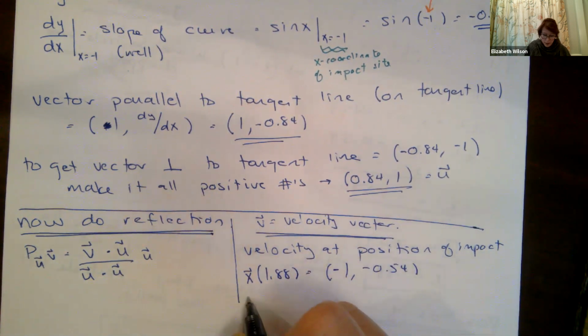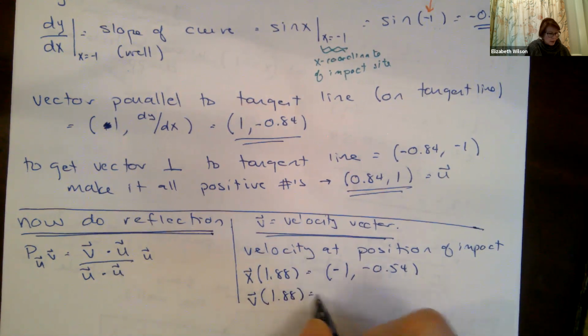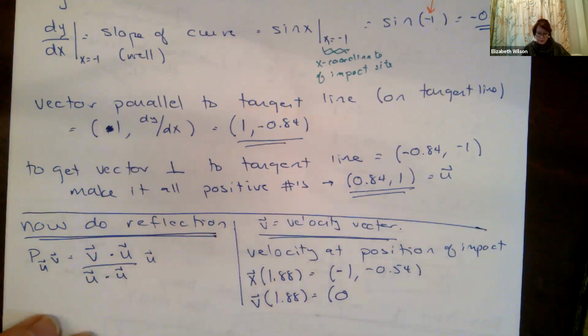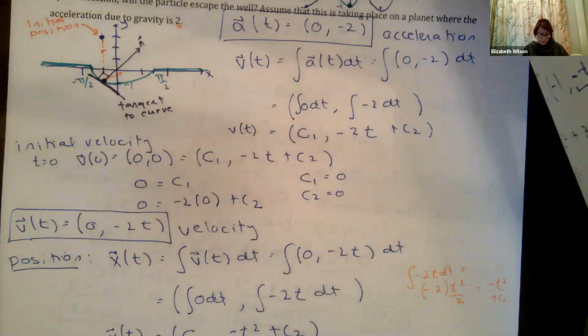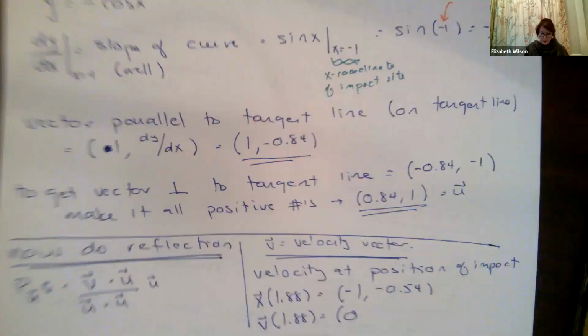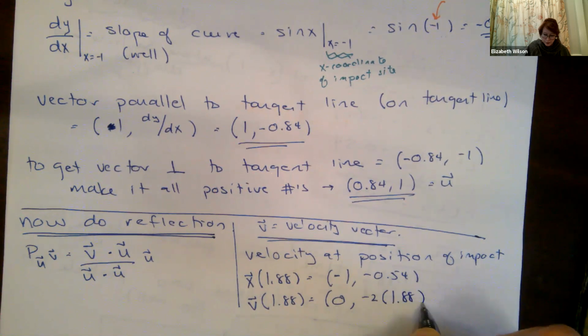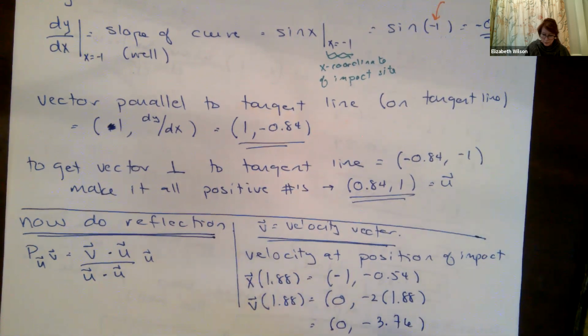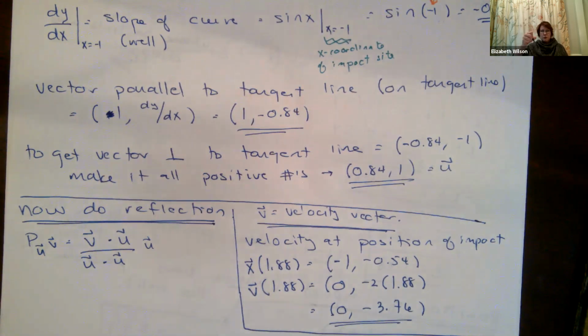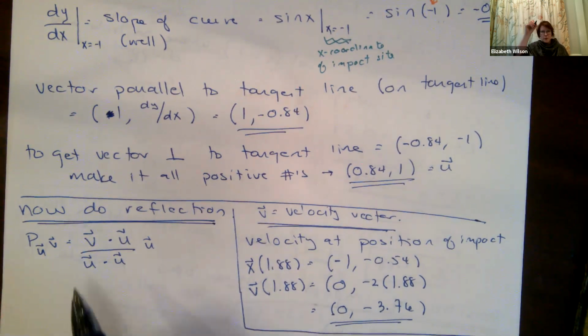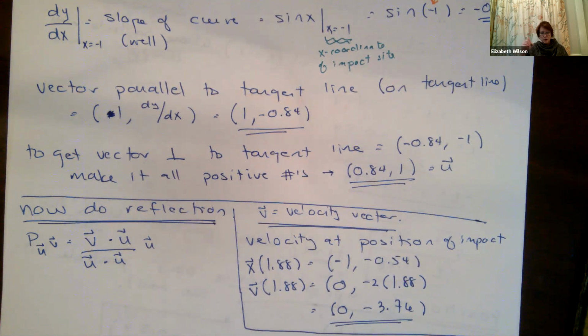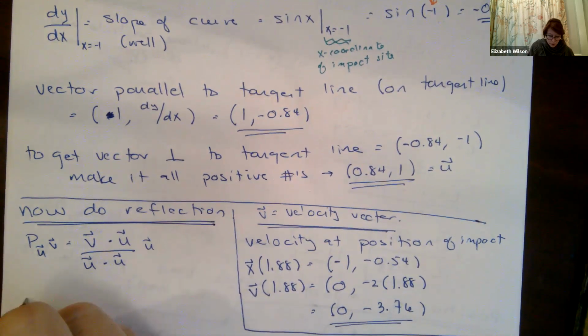So my velocity at the time when we hit, remember our velocity equation, let's go back. Our velocity equation, 0 minus 2 times t. So I'm going to plug that in: 0, and that's going to be -2 times 1.88. So my velocity is 0 minus 3.76. So there's my velocity vector as it's hitting. So that's what I'm going to be projecting onto my normal to my tangent line. Okay, so it's going to go like this.